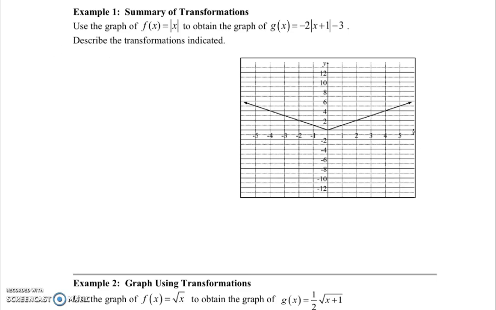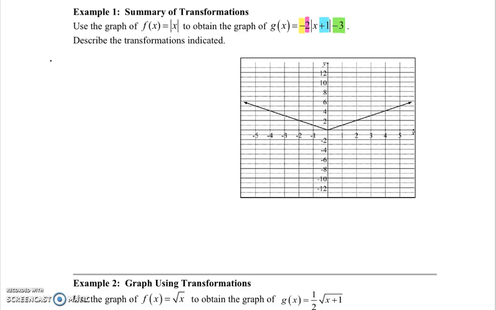I'm going to highlight all the different transformations and we'll go from there. So let's just write them down in the order they come and graph it that way, and then we'll go check it with Desmos and see if we get the right answer or not.